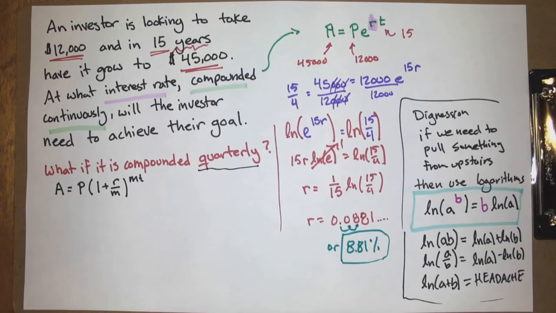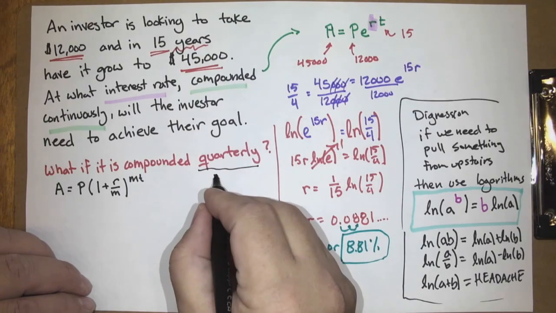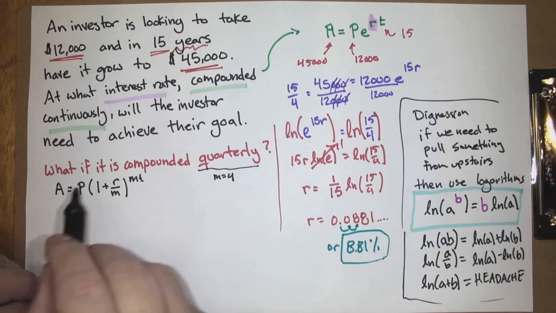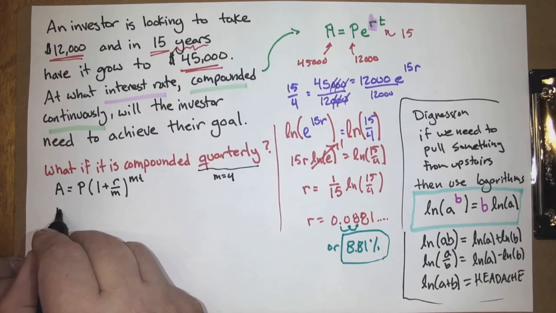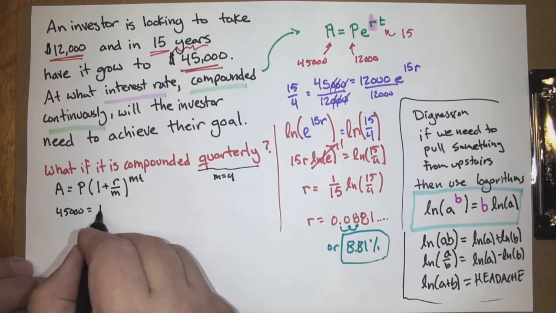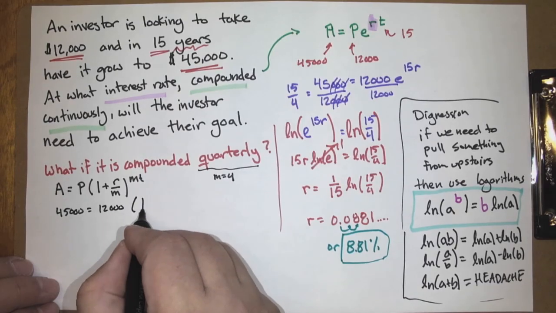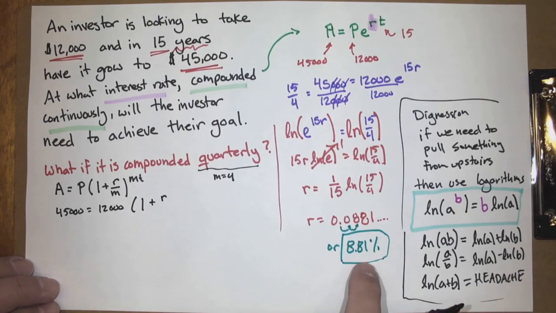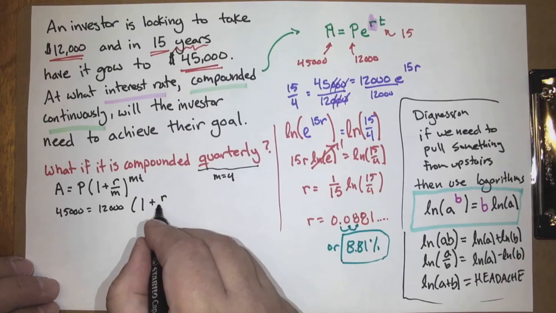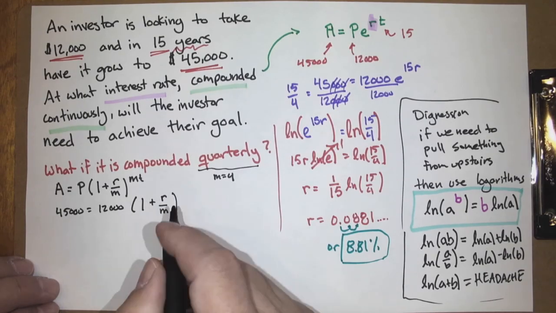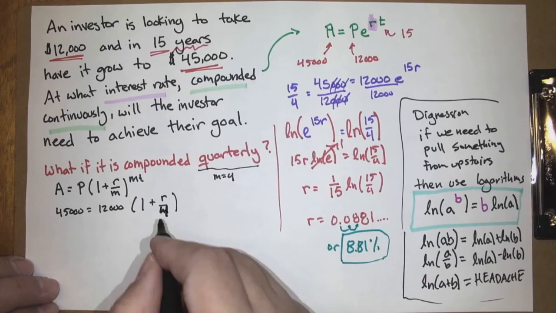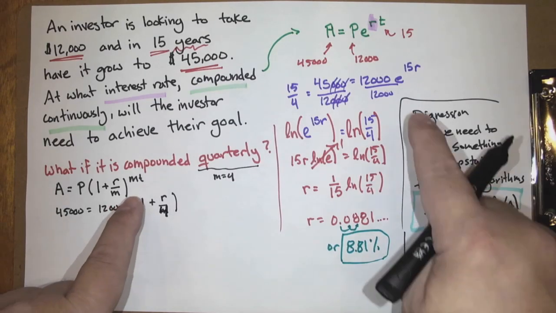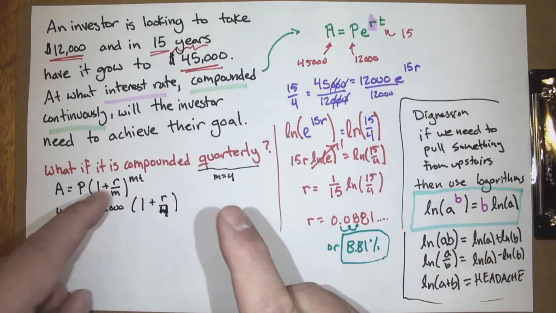Here, it's keying off of this word. So M is how often per year do you compound? So you're saying, well, I'm not compounding it all at once over a year. I'm compounding it several times. And it's like, well, how many times? So M equals 4. So if we just plug in what we have, we have 45,000 is equal to 12,000 times 1 plus R, which we don't know. It's not 8.81. We're still solving for R over M. And then we have R over 4, because we know M is 4. And then we have 4 times 15, because T is 15. So to the 60.